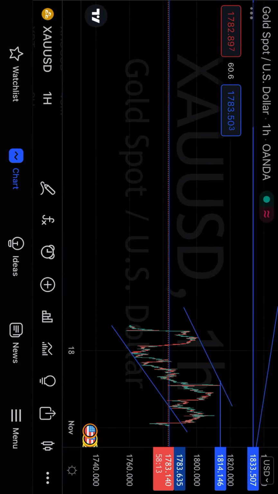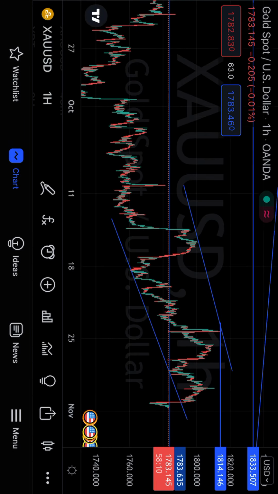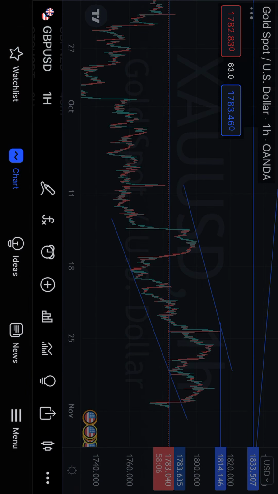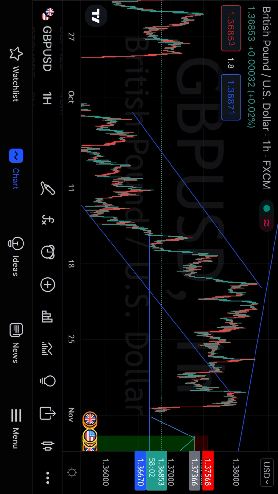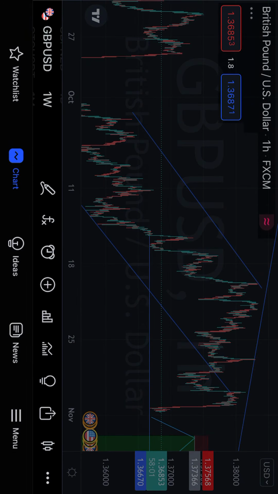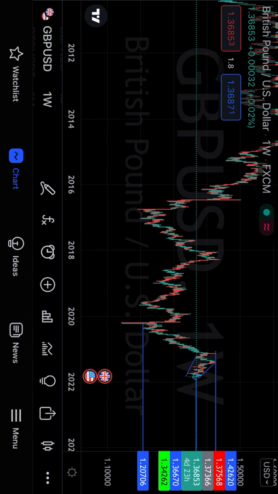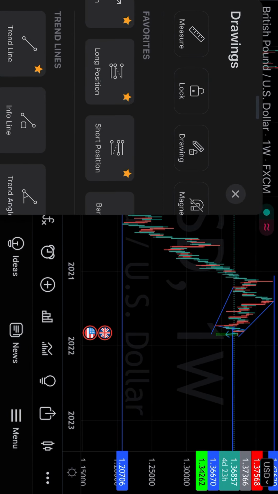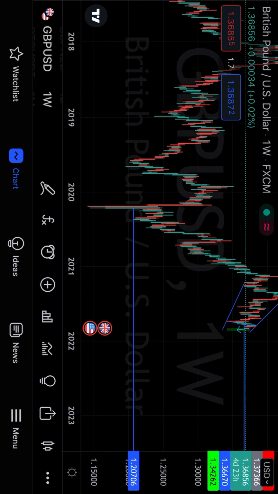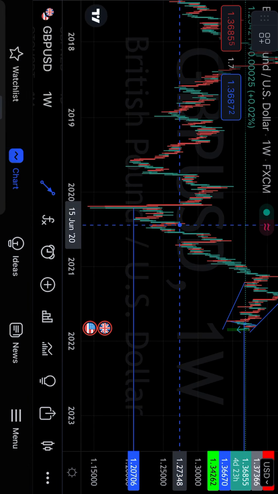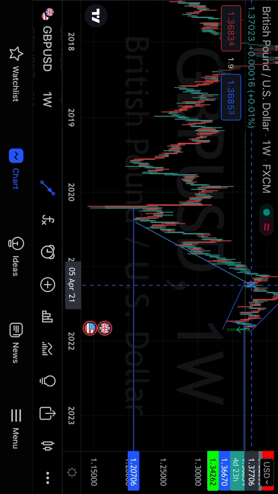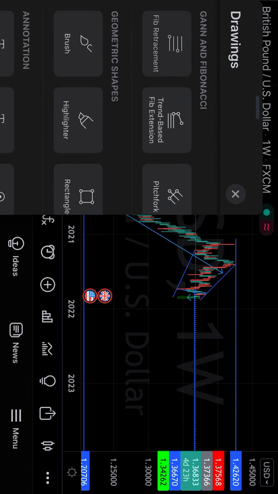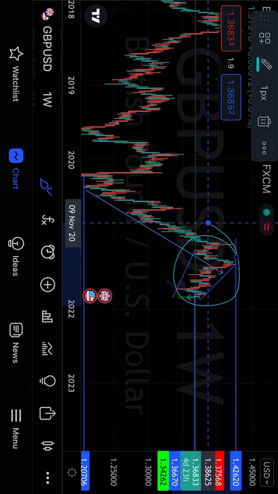So over to GBPUSD. On GBPUSD, on the weekly, we have our impulsive move to the upside, right? We have our impulsive move to the upside, and then this correction. Then we have this whole correction.